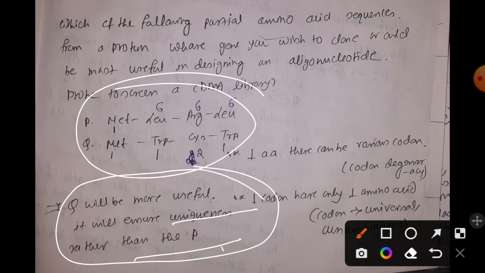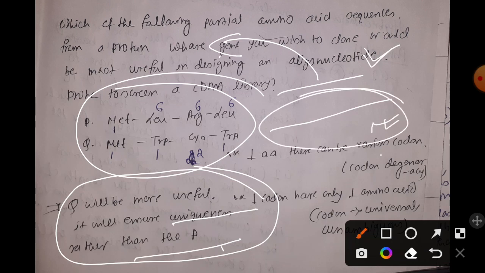They are just providing you two amino acid sequences, and they want you to decide which amino acid sequence you will consider to screen for the particular gene that codes for the particular protein. Okay, so that was the question.